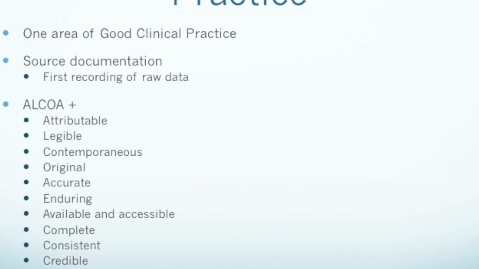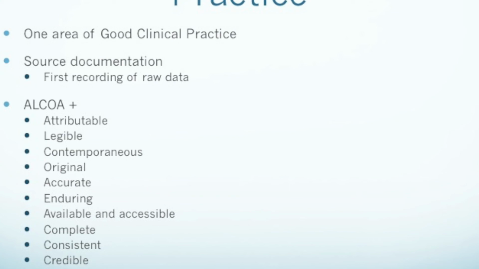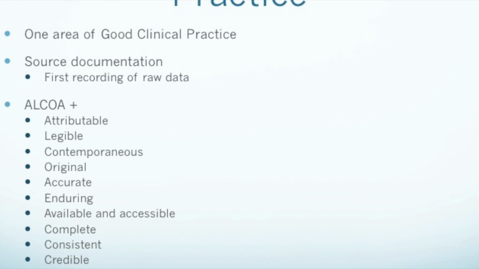So the first attribute is that it must be attributable. And so this means that it's easy to tell who recorded the data point. And so this could mean that you initial and date near the data point, or if you're writing a nursing note, you sign your name at the bottom. This is easily captured with electronic records, but it's also very important for paper records as well.